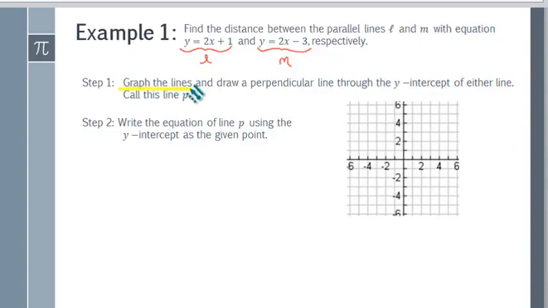First thing we're going to do is graph the two lines. If you look at line L, it's written in slope-intercept form, so I can see that the y-intercept is 1. You know it crosses the y-axis at 1. And the slope is 2. Remember, slope is a ratio. So that would be a rise of 2 and a run of 1. So from my y-intercept, I go up 2 over 1. When I draw a line through those points, I get line L.